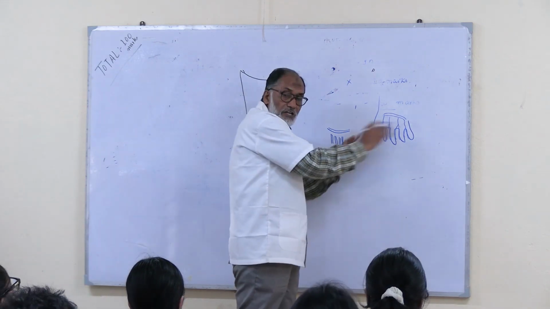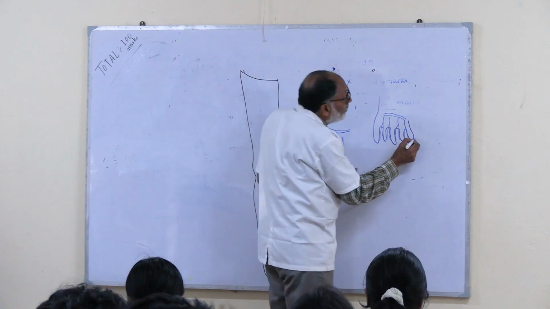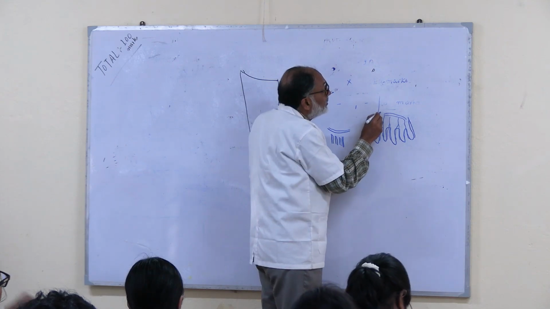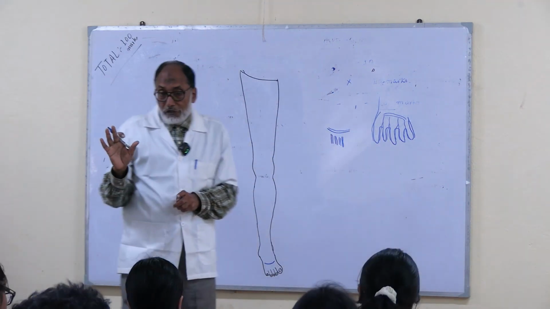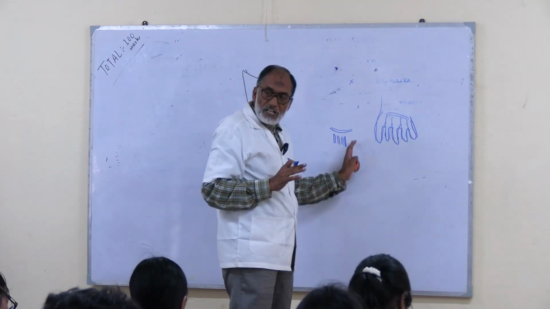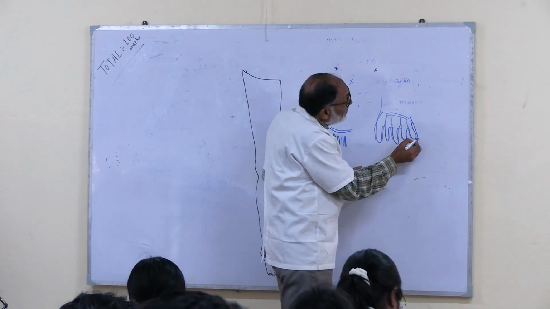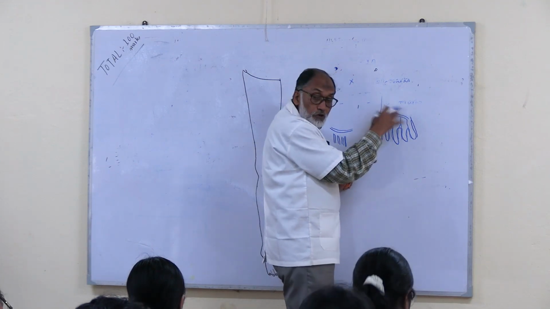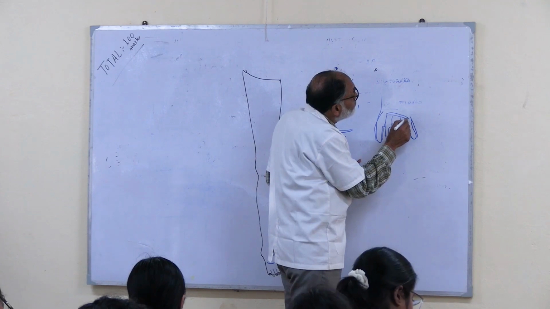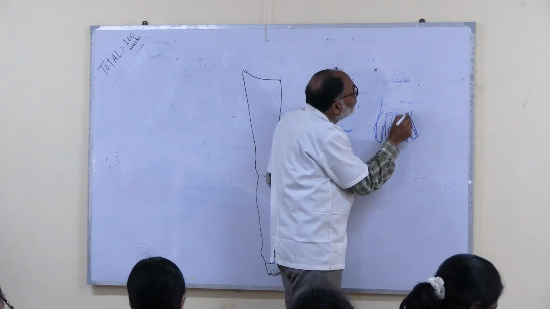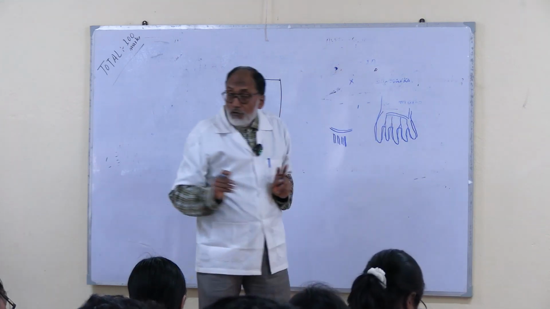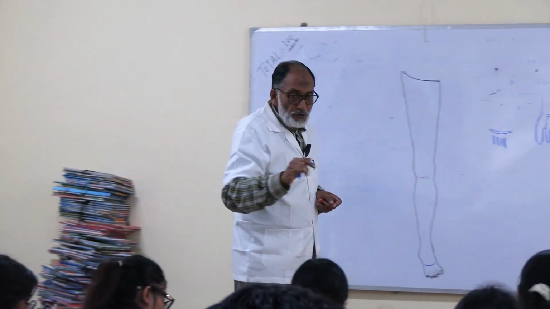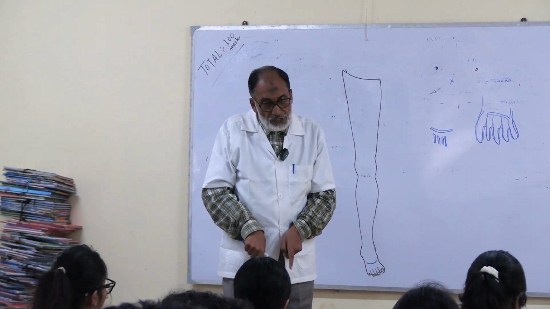Now on either side of this is the thumb. From the thumb there is another vein like this and another vein like this. These two veins are known as marginal veins. So the medial marginal vein and the lateral marginal vein. Now this medial marginal vein will join with the medial end of the dorsal venous arch and will form the great saphenous vein.